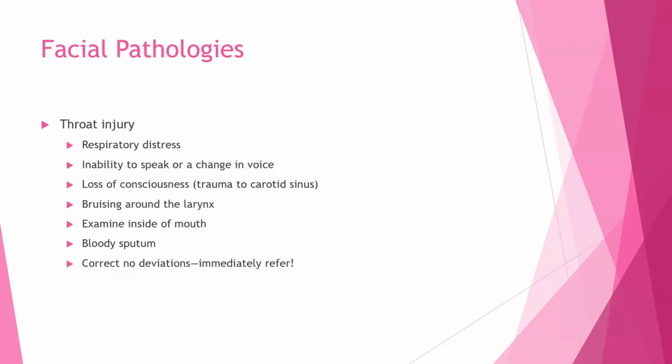Facial pathologies, so a throat injury. I've only had one of these, but it was pretty significant in my career. The main thing is we're worried about if they have respiratory distress. If they're unable to speak or there's a change in their voice, they might have damaged the voice box. Make sure we're not only looking externally, but have them open up and look inside the mouth too.